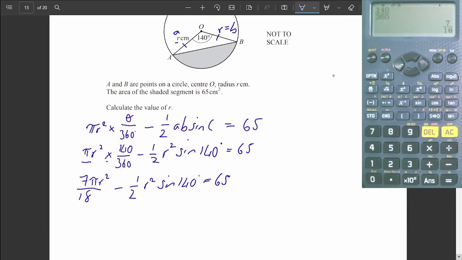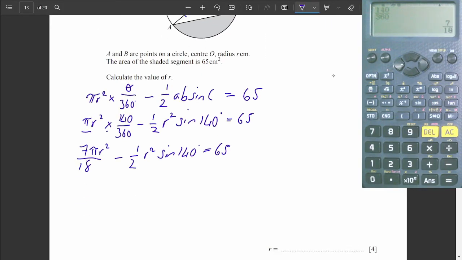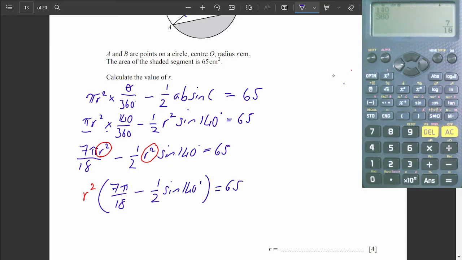Okay, now what I notice is, we need to find what r is. And we got r squared in two places. We got r squared there and r squared there. To make it simpler, we can factorize that out, put it in front of the bracket, and we're left with only one r squared. So inside the bracket will be everything that's left in each term. 7 pi over 18 minus a half sin 140 equals 65. We can calculate everything in that bracket now and get a decimal answer. But it's better if we do it all at once, just to avoid working with too many decimals.